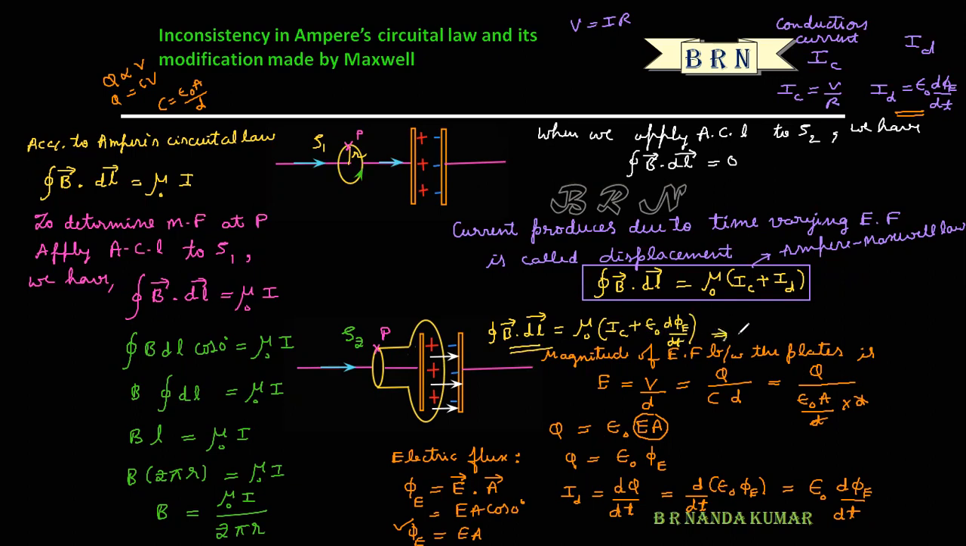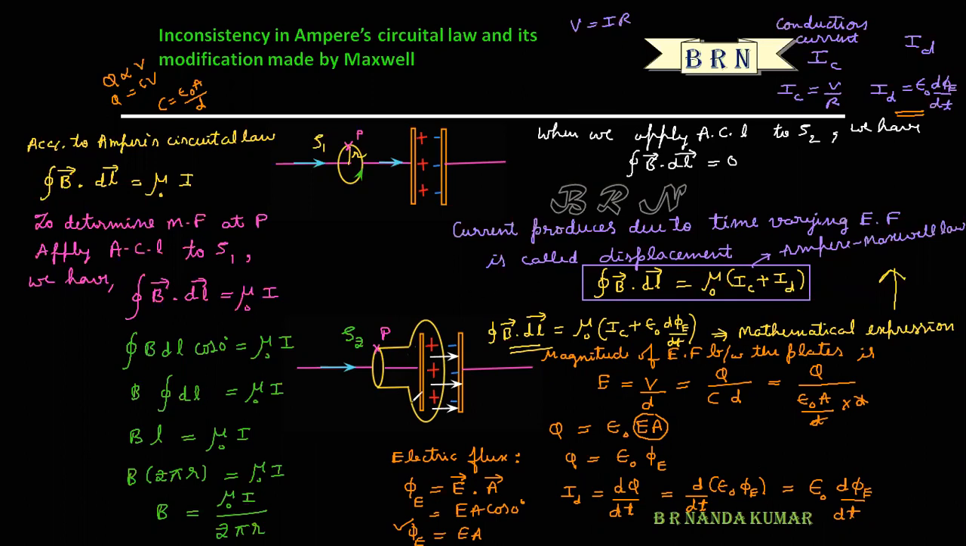This is the mathematical expression for Ampere-Maxwell's law. And this is the derivation of the displacement current. Displacement current means the current produced due to the time varying electric field.